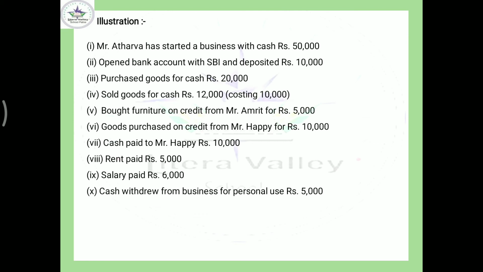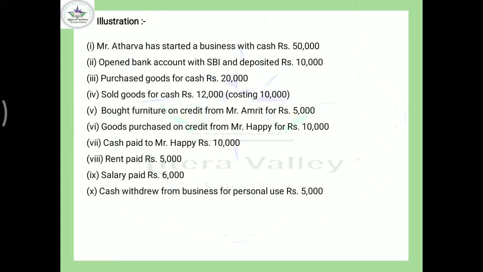Come to the next one, purchase goods for cash. I think you have learned the concept. So how is it going to affect? Goods balance will increase and cash balance will reduce. One-sided effect. Again, sold goods for cash 12,000 costing 10,000.